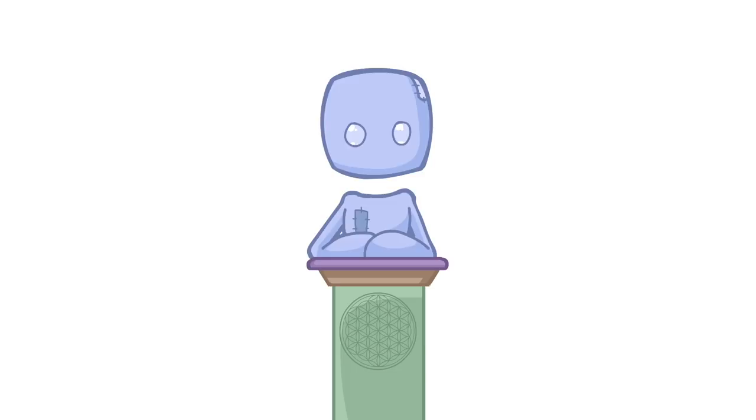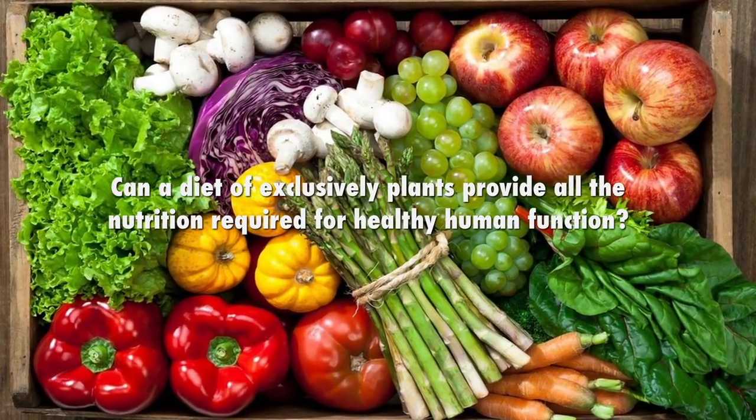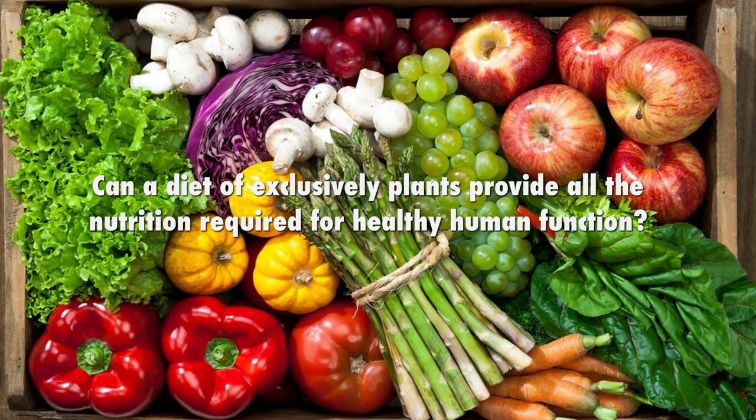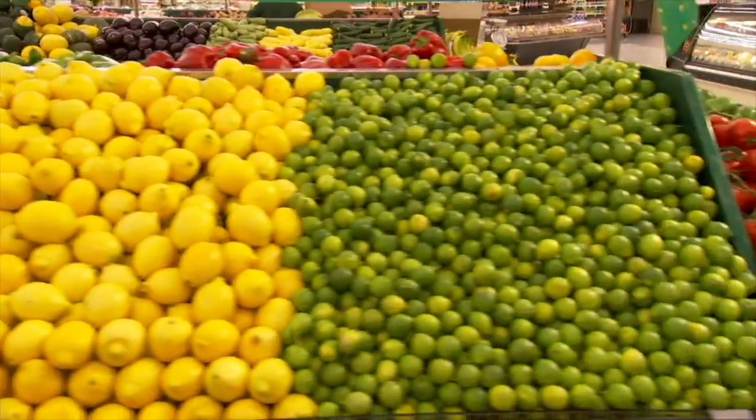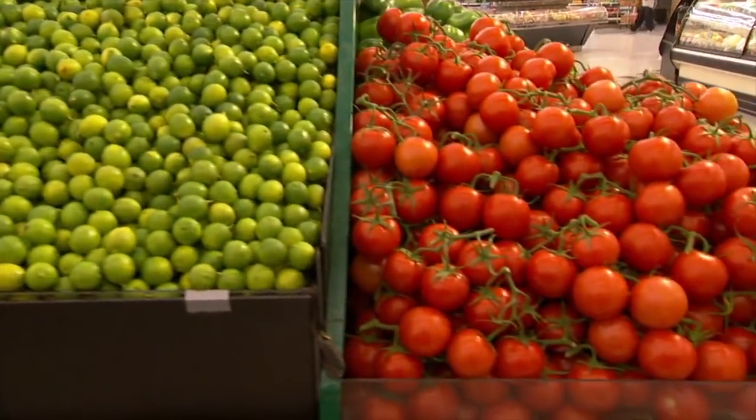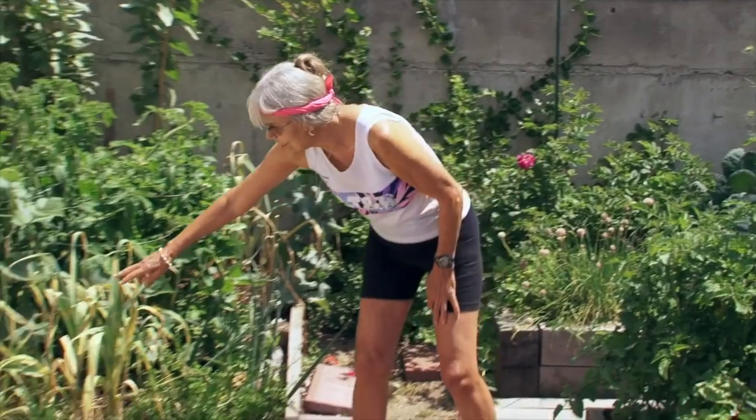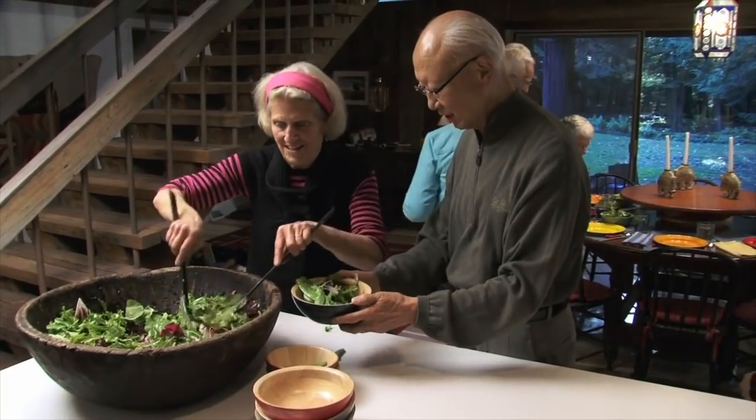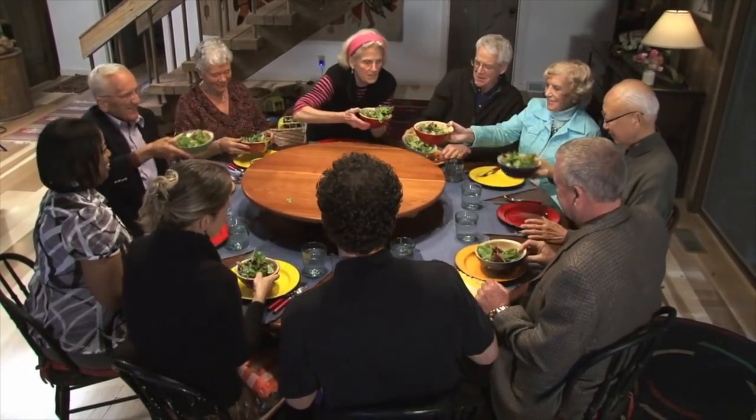While we're talking about diets, the question comes up: can a diet of exclusively plants provide all of the nutrition required for healthy human function? The answer is absolutely yes. All of your vitamins and minerals, your proteins, your carbohydrates, everything can be obtained through plants alone. In fact, more and more research is coming out proving that you can be healthier and function more efficiently when consuming a diet free of animal products, and even more so when it's predominantly raw, which we'll cover in greater detail soon.